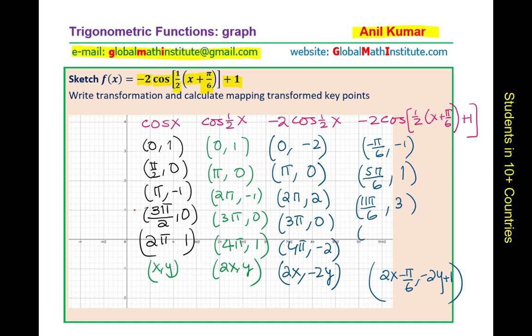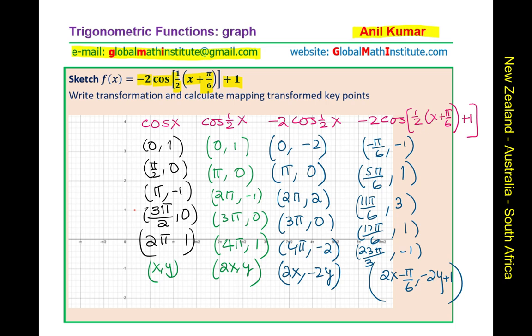The next value, which is 3 pi, 0, will now be 3 pi minus pi by 6. 6 times 3 is 18, minus 1 will be 17, right? 17 pi by 6, 0 plus 1 is 1. The last value, which is 4 pi, when you minus pi by 6, then it is 6 times 4 is 24, minus 1, 23 pi by 6, and the y value, minus 2 plus 1 will be minus 1. So finally, what we see is the graph of one cycle will be from minus pi by 6, minus 1, right?